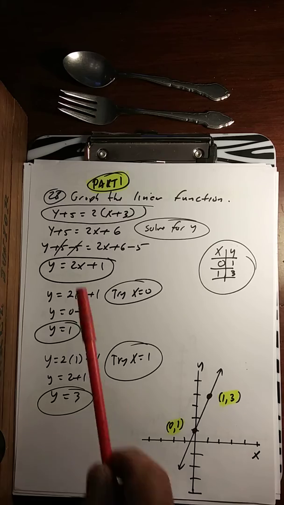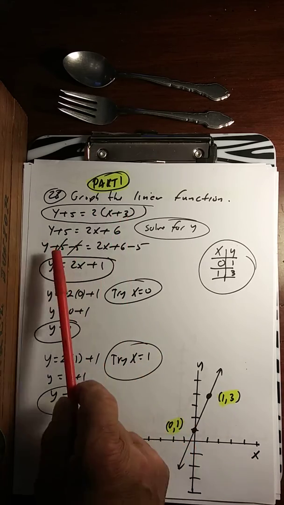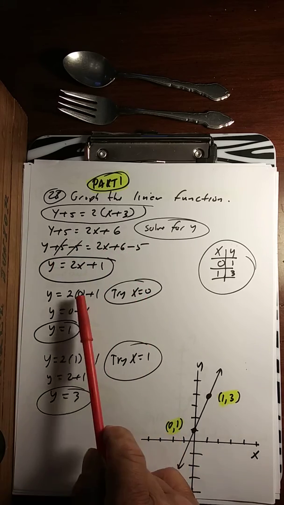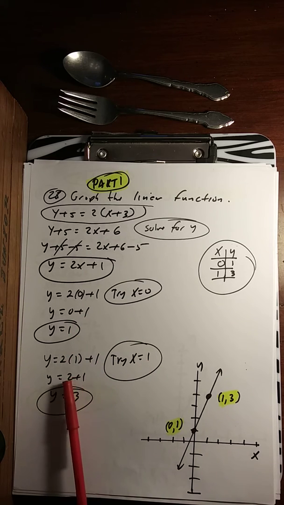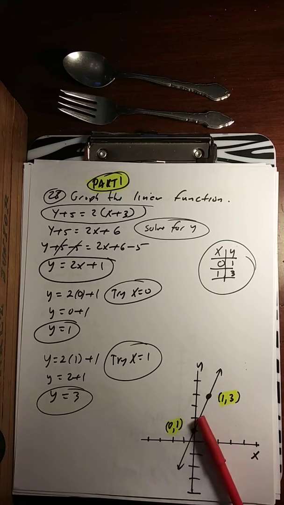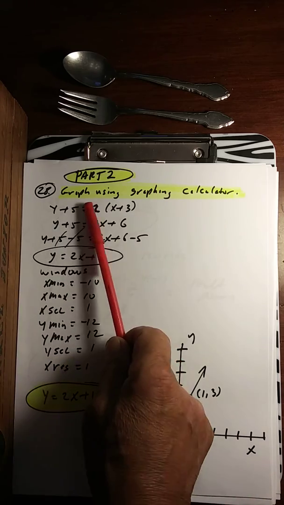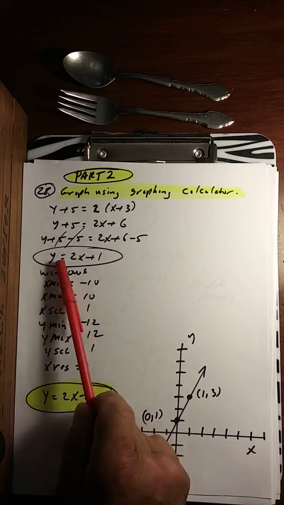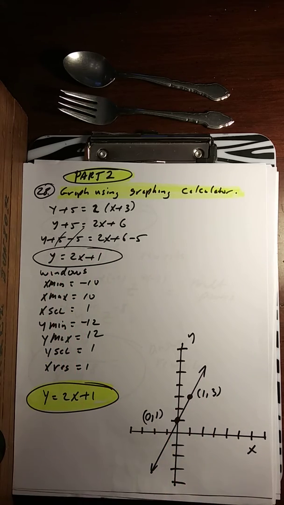Graph the linear function. First, we need to rewrite this. 2 times that, 2x, 2 times 3 is 6, so minus 5, so y equals 2x plus 1. Now put the numbers in there. 0 in there, 2 times 0 is 0, plus 1, 1. 1, 2 times 1 is 2, and 2 and 1 is 3. Connect the dots, 0 and 1, 1 and 3, yep. Graph using graphing calculator. Solve for y: y plus 5 equals this, minus 5. So y equals 2x plus 1. Put this with the windows in the machine, and it'll get you the answer.